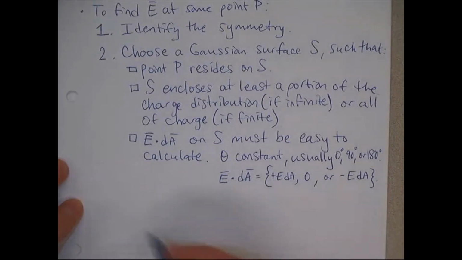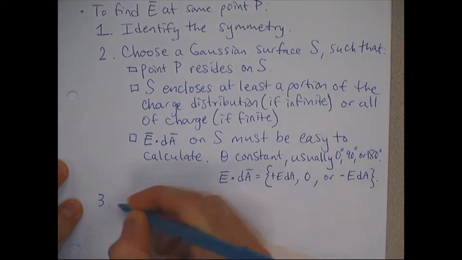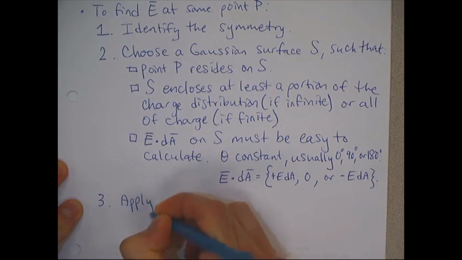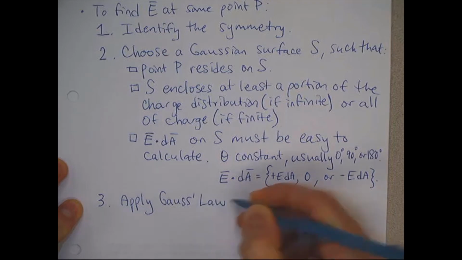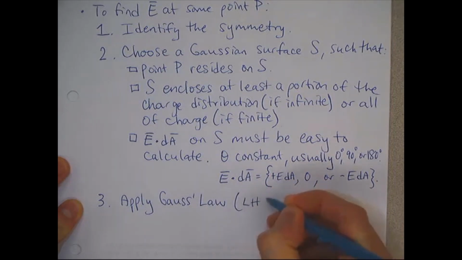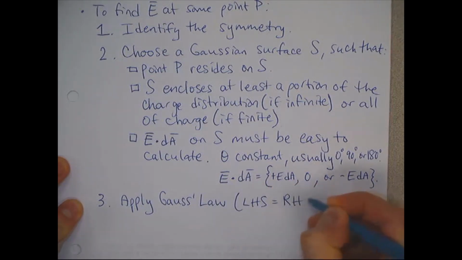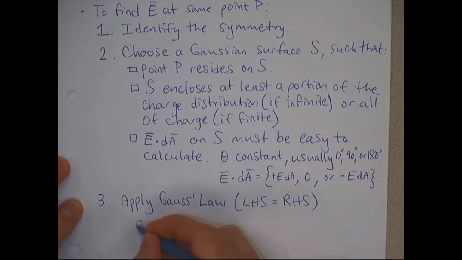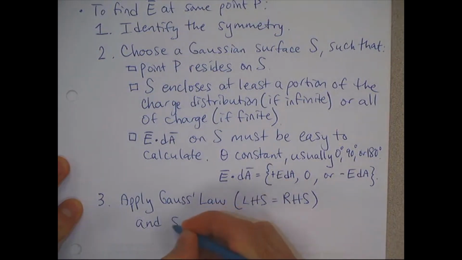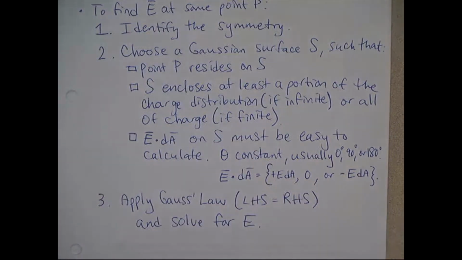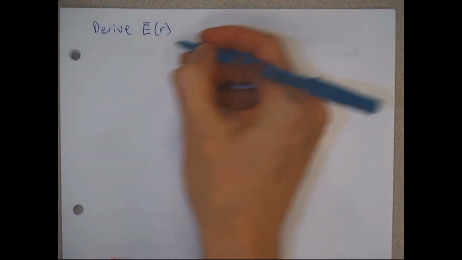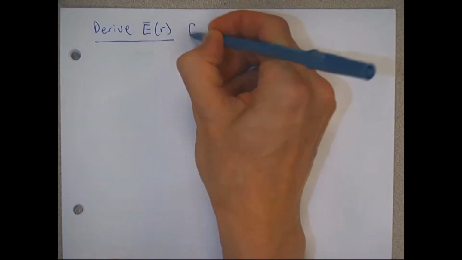Finally, to find the electric field, the last step will be to apply Gauss's law. In other words, we just write down that the left-hand side equals the right-hand side and solve for the magnitude of the E field. Let me show you a quick example. We start with a problem where the answer is already known to us.